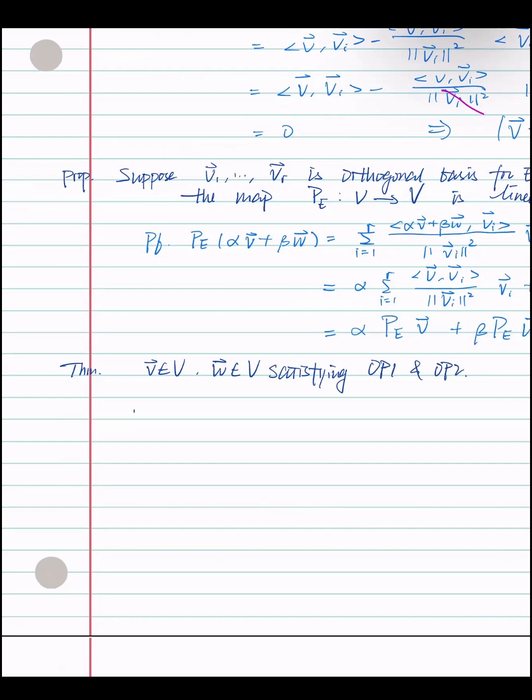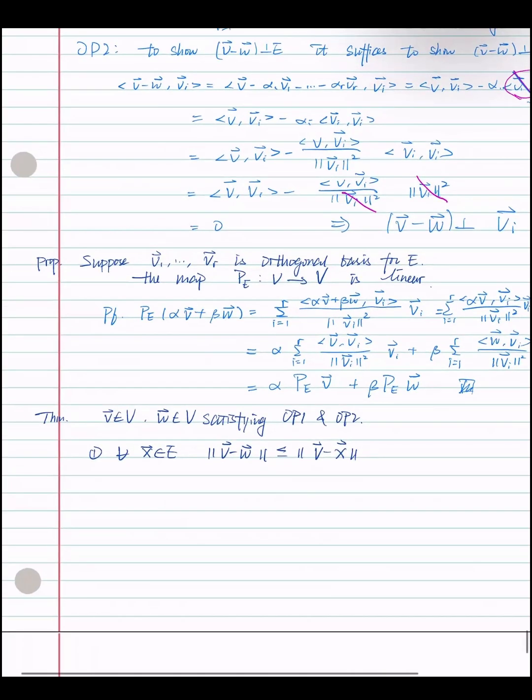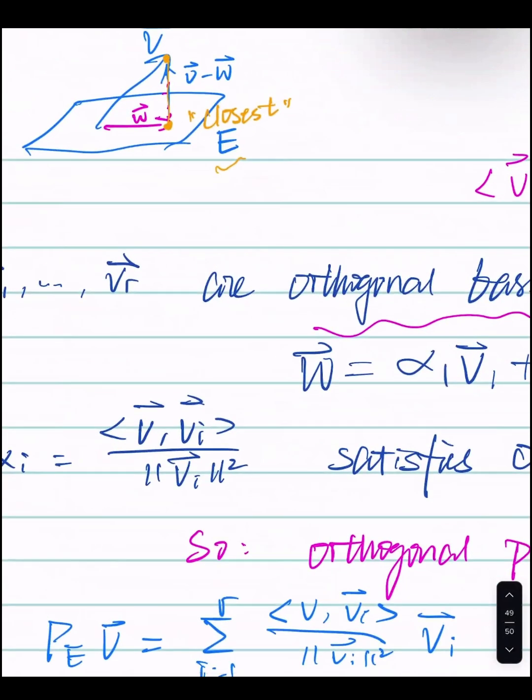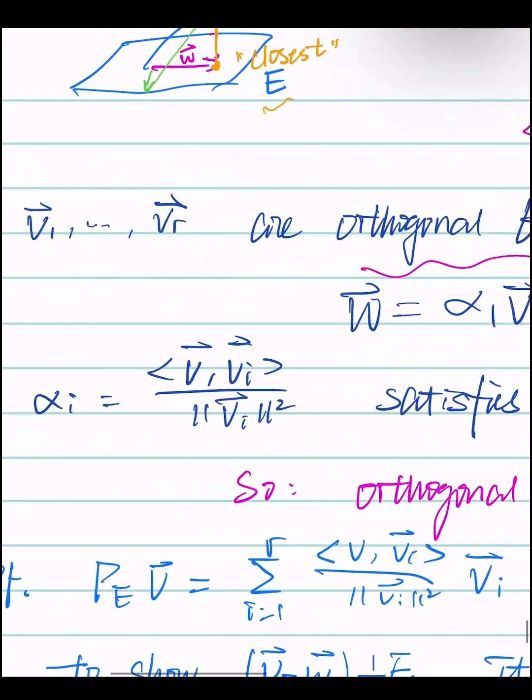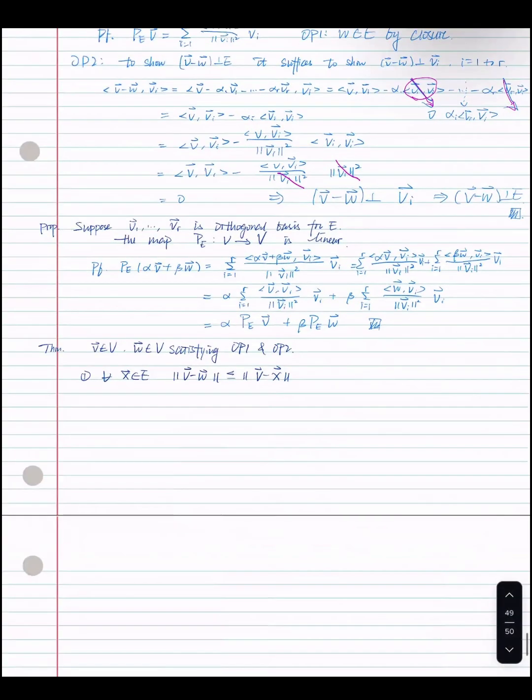So the first theorem is saying for all x belongs to E, the norm of V minus W is smaller than or equal to the norm of V minus X. So this is the V minus W. Basically, if we have any other vector on E, for example here, then V minus X, like this one, will have a greater length than V minus W.